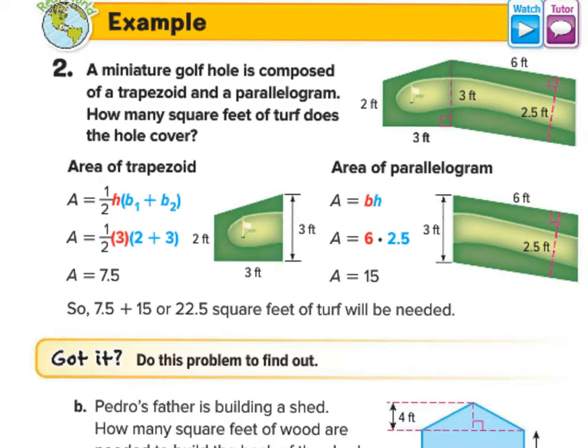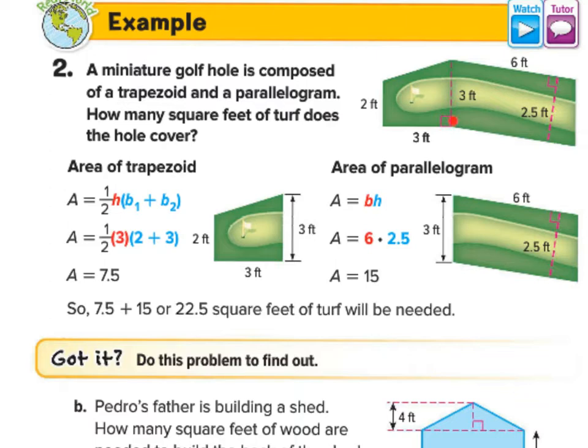So that means we're looking for the area of 2 figures. The area of a trapezoid, the area of a parallelogram. Write down your formula. So in the area of a trapezoid, you have to add the 2 bases, okay? Base 1 plus base 2. You can see there, 2 plus 3. Then you multiply by the height, which is 3 feet, and you get 7.5, times a half, of course. And then you get 7.5.